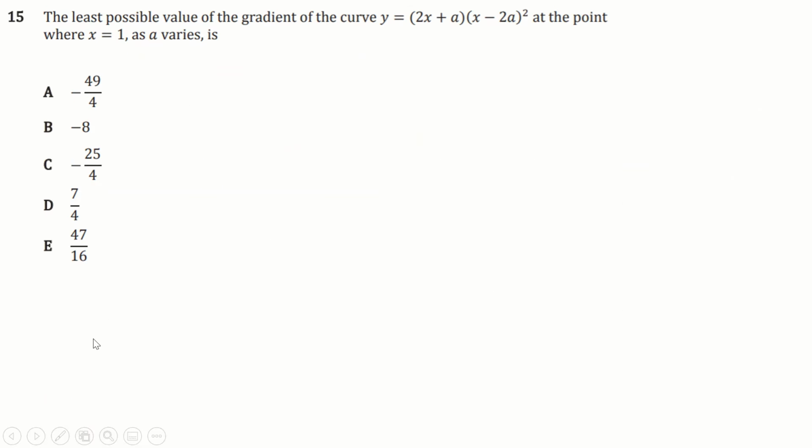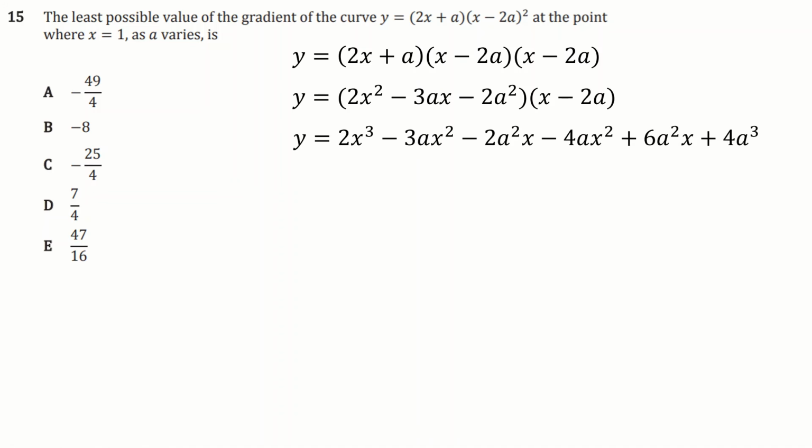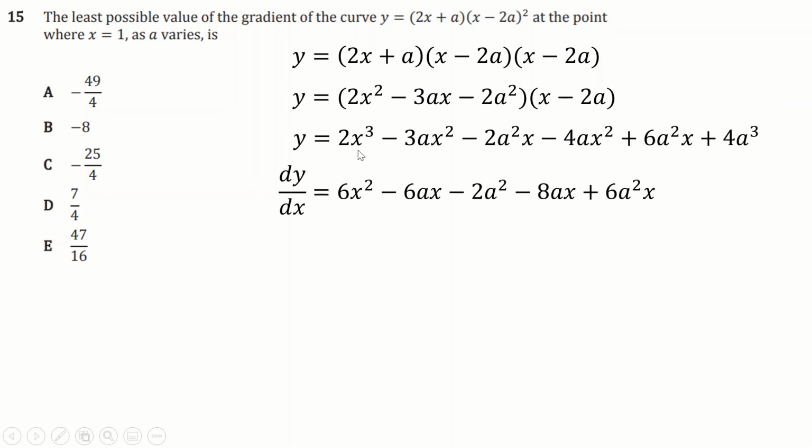Question number 15. Talking about gradients, so I know I'm going to have to differentiate this. Now, I could have done this using product rule, but I'm not convinced that everyone watching this will know what product rule is yet. So I decided to just expand all this out, even though it's painful. We should be able to do this thing. So yeah, expand it out, then do the differential, which is going to be this.